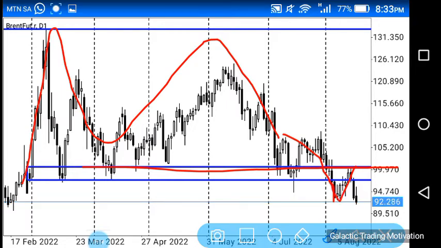Now that we are on the daily chart, can you guys see that the retracement back to the neckline is better visible on this chart? So we would have looked for selling opportunities at this point.